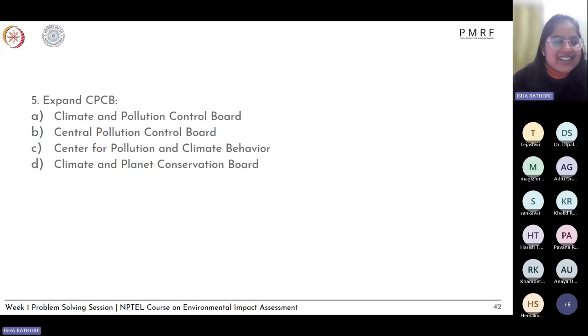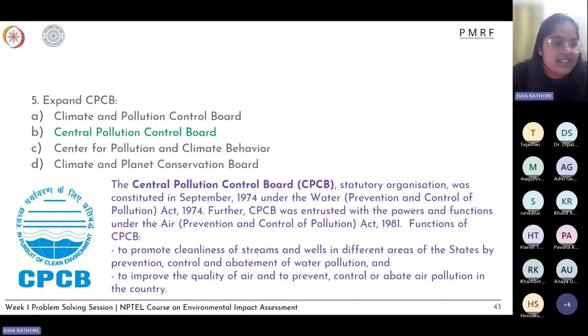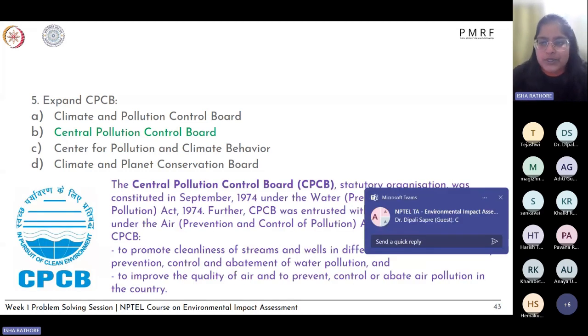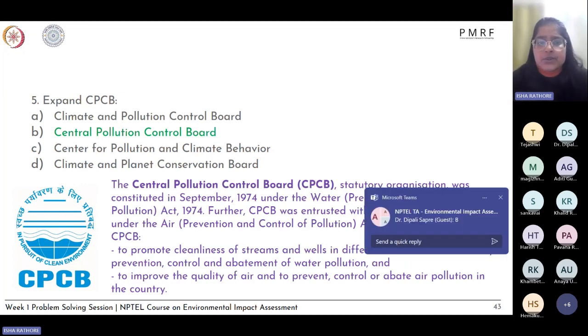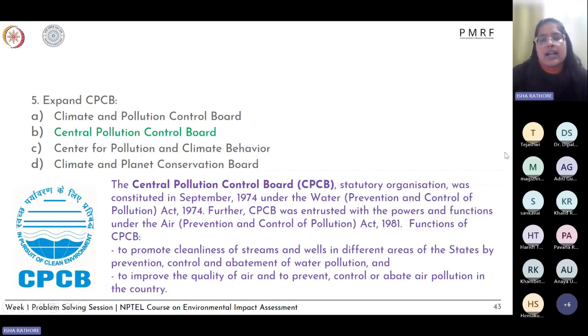Okay, so the correct answer is B, which is the Central Pollution Control Board. The Central Pollution Control Board, or the CPCB, is a statutory organization. You can see the logo for it on the left side. This was constituted in September of 1974, under the Water Prevention and Control of Pollution Act of 1974.